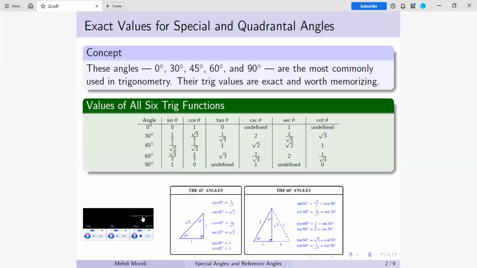Another way of memorizing these exact values is through special triangles. The first one is an isosceles right triangle and the second one is an equilateral one. You can figure out all these exact values through Pythagoras and SOHCAHTOA.